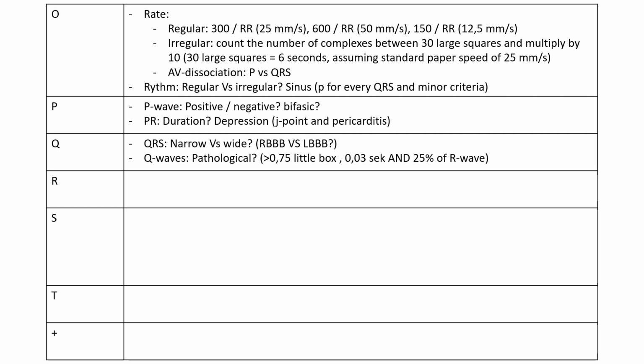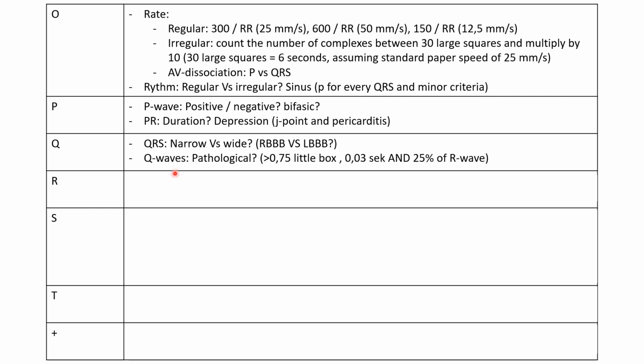All right, then you have your Q. Your QRS, is it narrow or wide? And outside of tachy and bradycardia, then you may think if it's a hemiblock or a toxicology problem, or a right bundle branch block or left bundle branch block. I'll show you the morphology for this later.